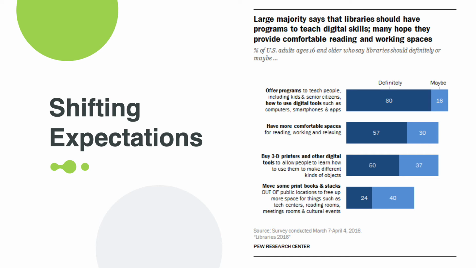These trends aren't just limited to school media centers. They're also taking place in public libraries. In a survey conducted by Pew Research Center, large majorities of Americans said they'd like their community library to offer programs teaching people how to use digital tools, have more comfortable spaces for people to read, work, and relax, have 3D printers and other tools for making things, and move some books and other collections out of public spaces to free up space for gathering and learning.